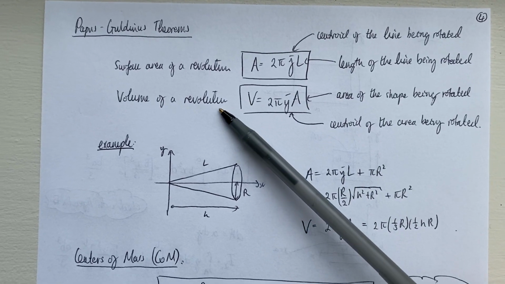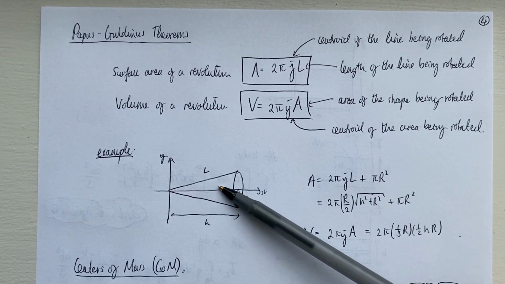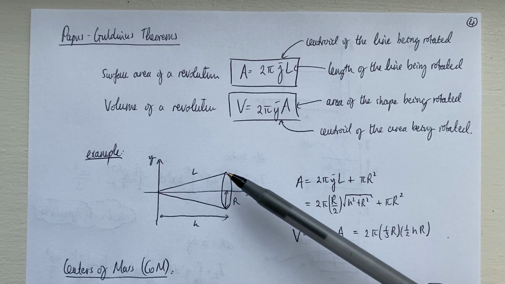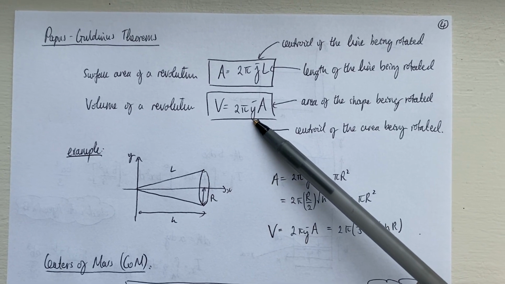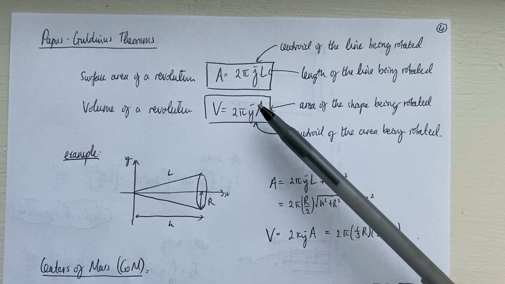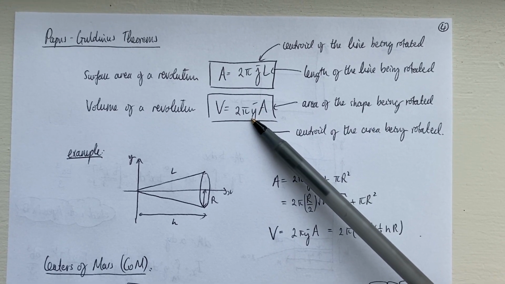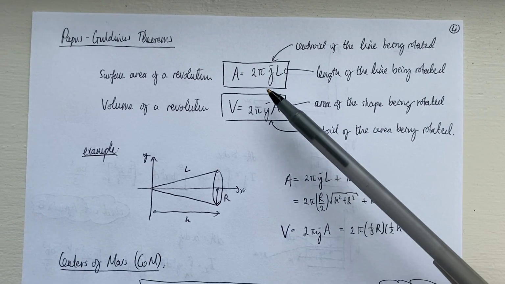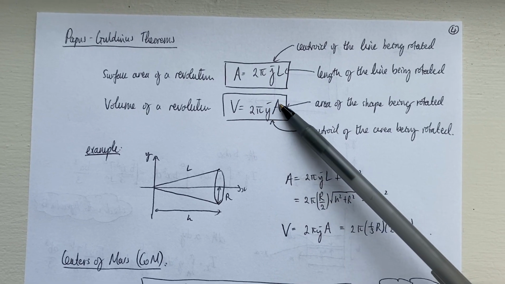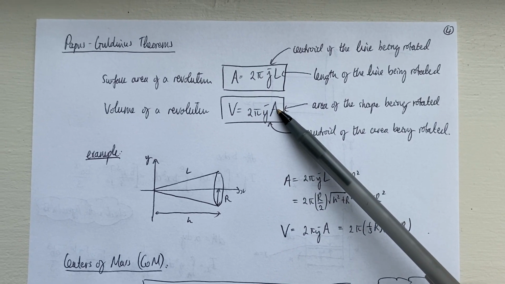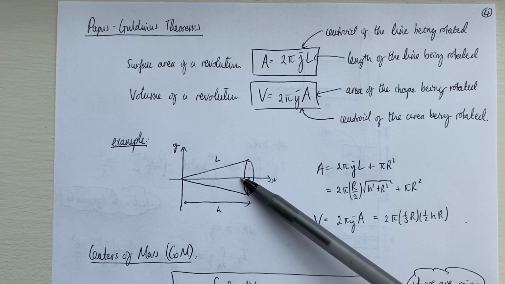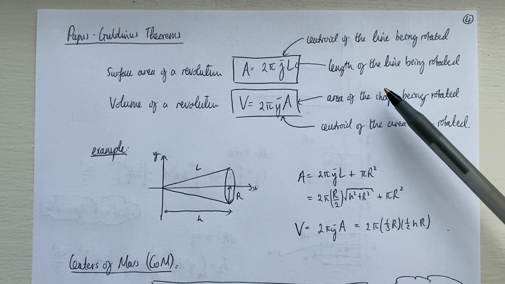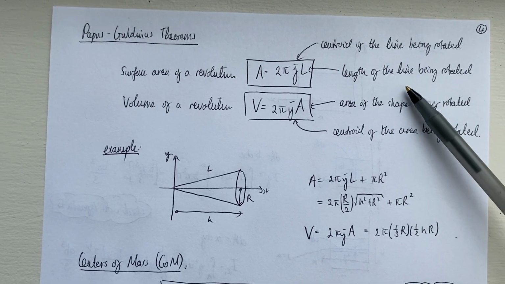But then when we deal with the volume of a revolution, we're essentially dealing with an area that's been rotated around the x-axis. So in this case, a triangle, right? And in that case, we have to find the centroid of the area being rotated, not the line, right? And then the area of the shape being rotated. So in this case, we'd find the area of the triangle and then rotate it around the x-axis.